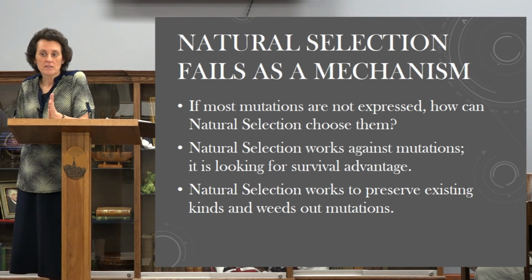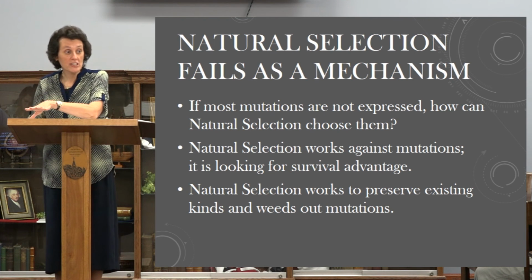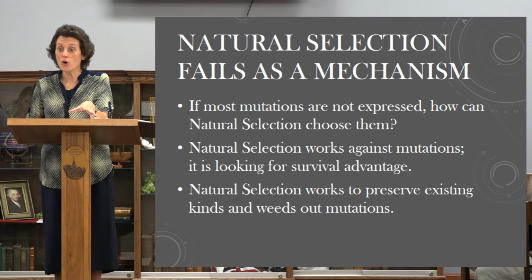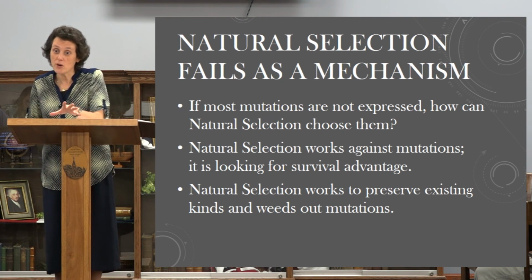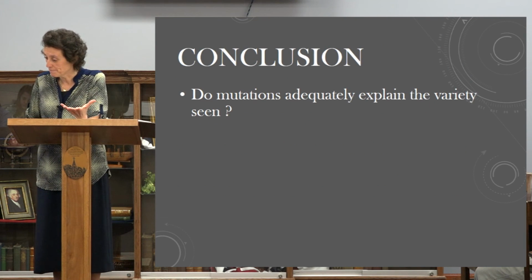So, can we explain the origin of all the diversity and variety with this faulty mechanism? The answer is no when you examine it closely. On the surface, it looks good. On the surface, we can show natural selection. We can show adaptation to environment. But when you look at it closely, it fails as a mechanism. It cannot answer the question, what is the origin of all the variety?